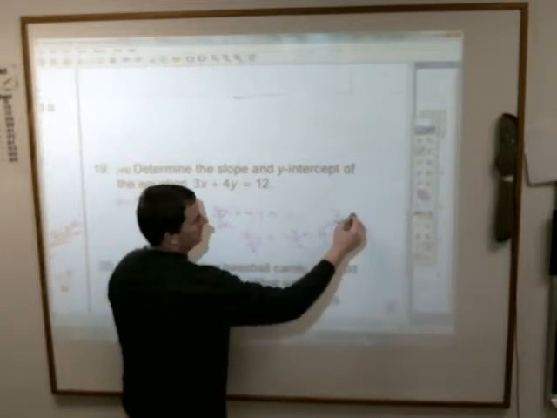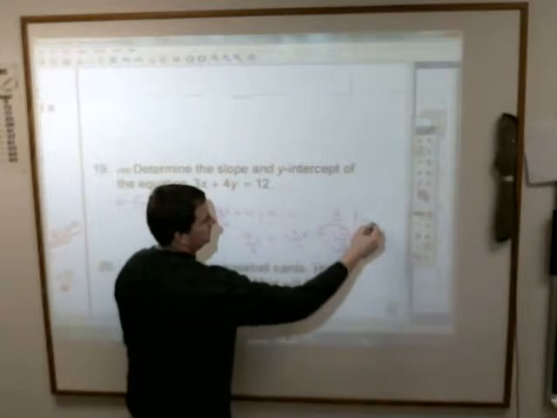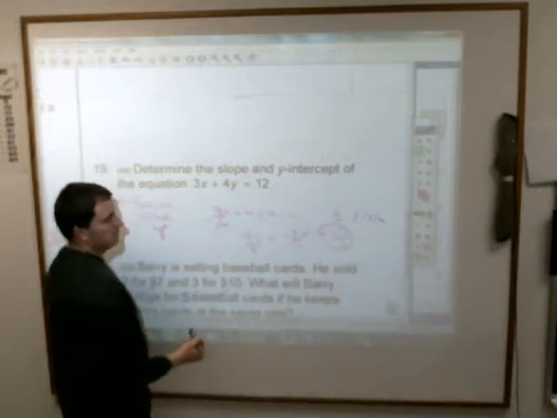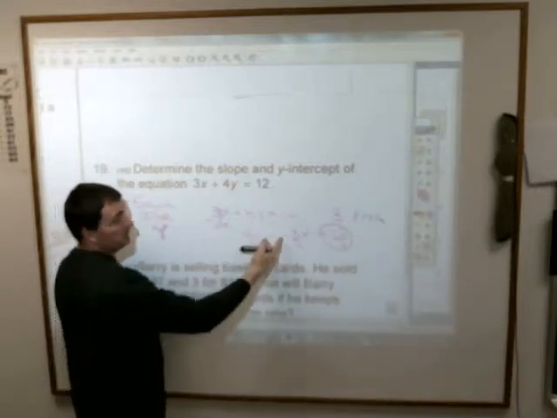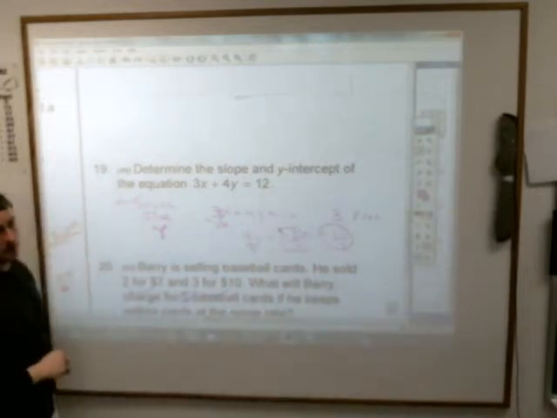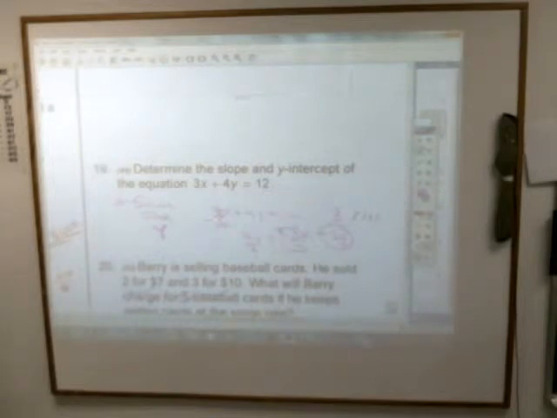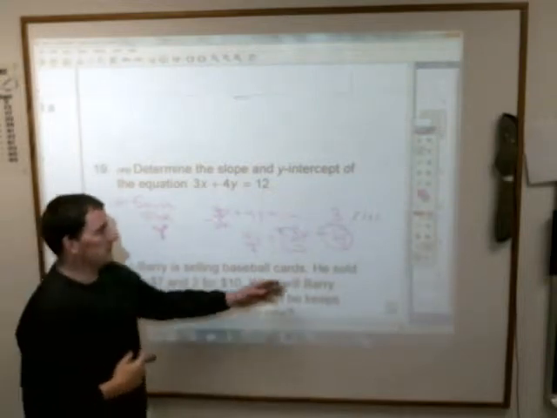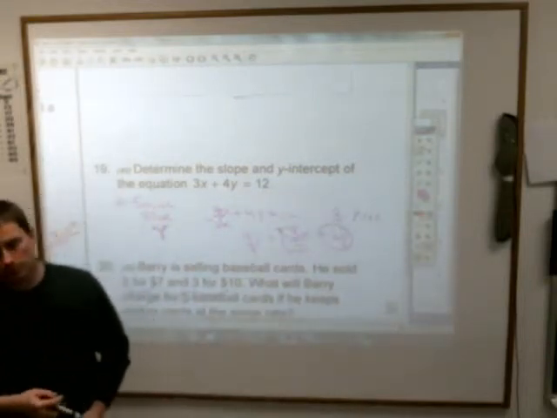That's your y-intercept. Wait, isn't it negative? No, this will be positive. This will be a negative 3/4 slope, though. Yes. That's what the slope is, because of that negative there. Y-intercept of 3, negative 3/4 slope.